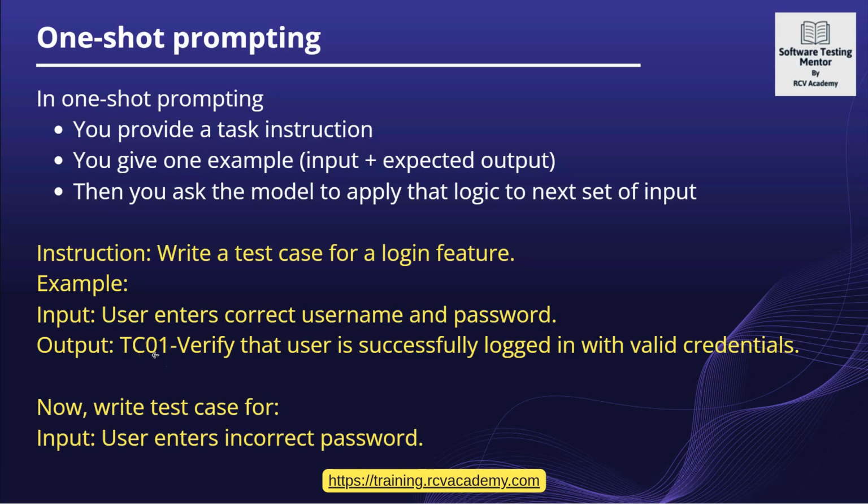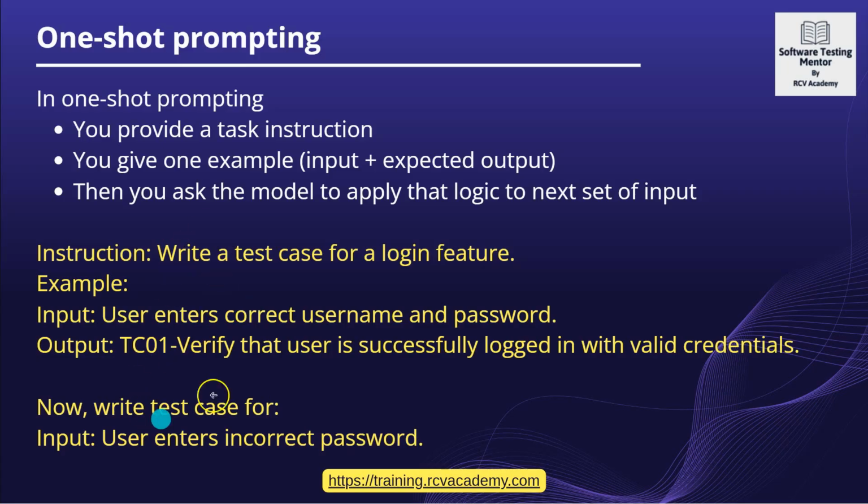Hey everyone, welcome back. So let's understand what exactly is one-shot prompting. In one-shot prompting, you provide one example with the prompt that you are supplying to the LLM models, whether it's ChatGPT or Microsoft Copilot or any other LLM model. So in one-shot prompting, you provide the task instruction first. Then you give one example, what exactly should be the input and what is the expected output that you are expecting. And then you ask the model to apply that logic in the next set of input.